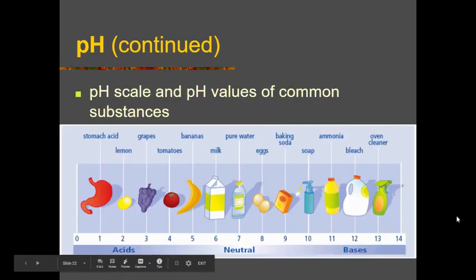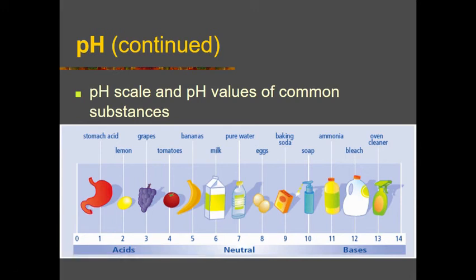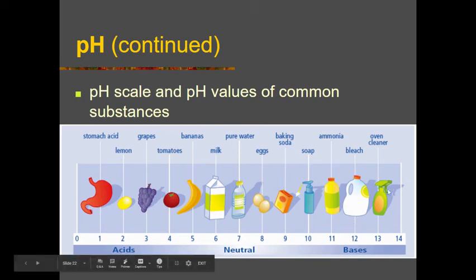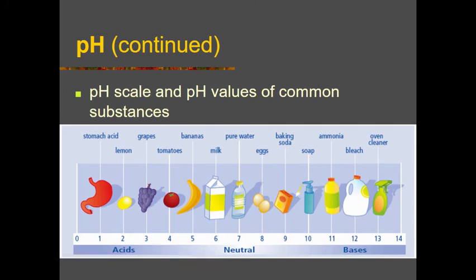So if we look at the pH scale and some common substances, water is pure. All of these things are bases. Bases, you'll notice, oftentimes have to do with cleaning supplies. A lot of these up here help clean. Acids are less than 7, and a lot of these are fruits. It just happens to be that fruits are more acidic. Things that help us clean tend to be more basic.